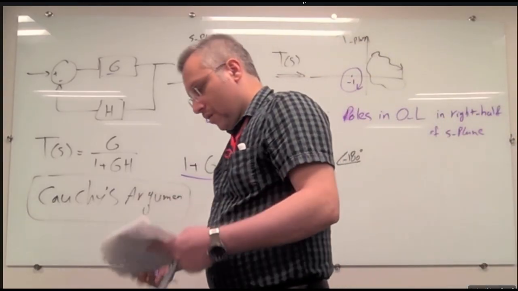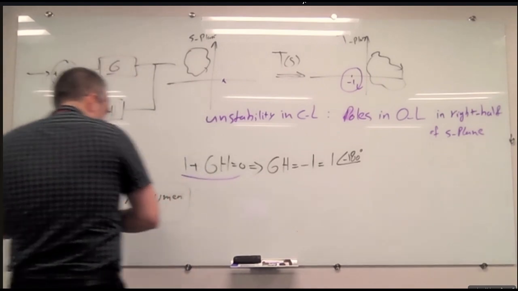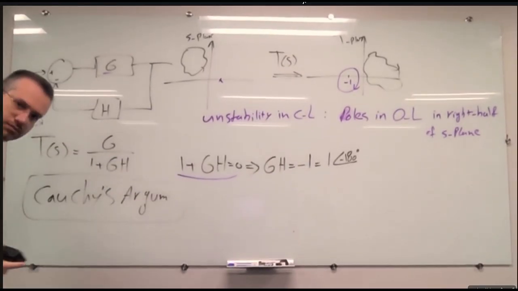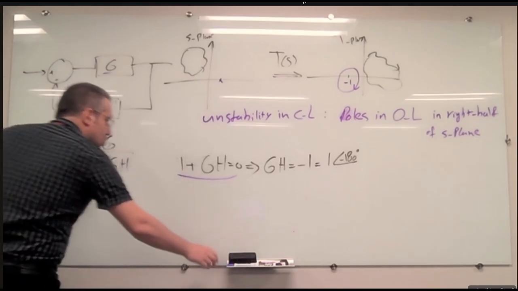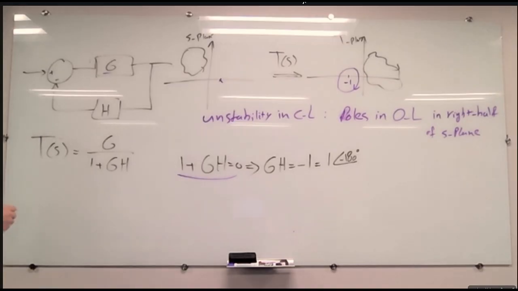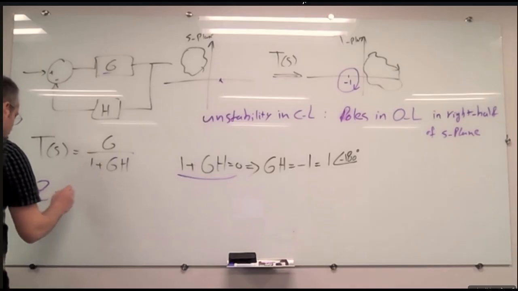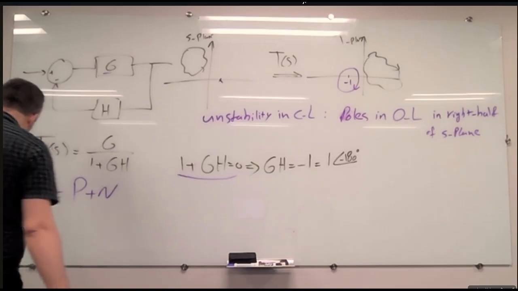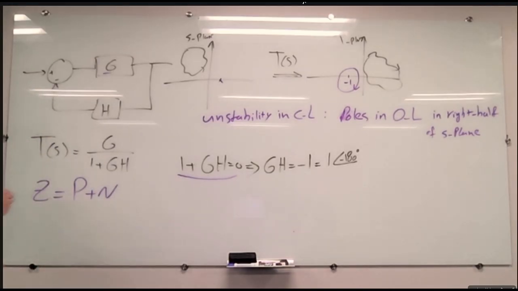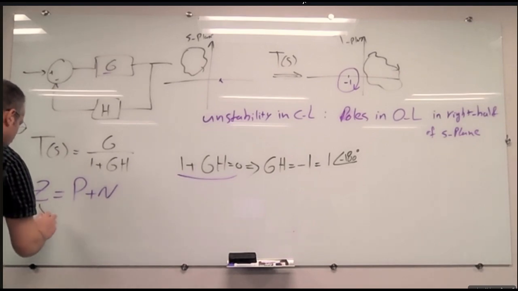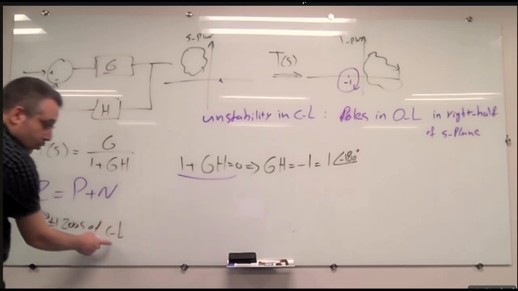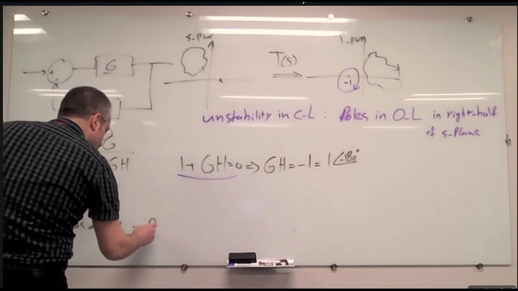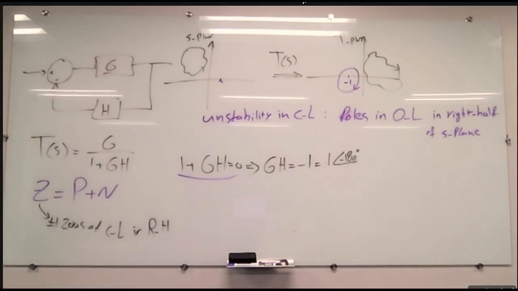Now, we are going to define the stability of our closed loop system based on those characteristics as Z equal to P plus N, where Z is the number of zeros of the closed loop system in the right half plane, the right half of our S domain.